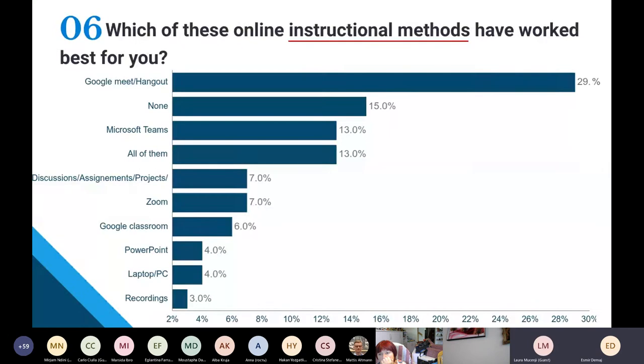Then we asked about which of these instructional methods worked best for them. And 29% of them claim that Google Meet worked well. 15% of them say that it did not work well. So this may be for technical reasons, for lack of focus reasons, or different. They may not have the proper device to afford the meeting, etc. 13% claim that Microsoft Teams worked the best for them.